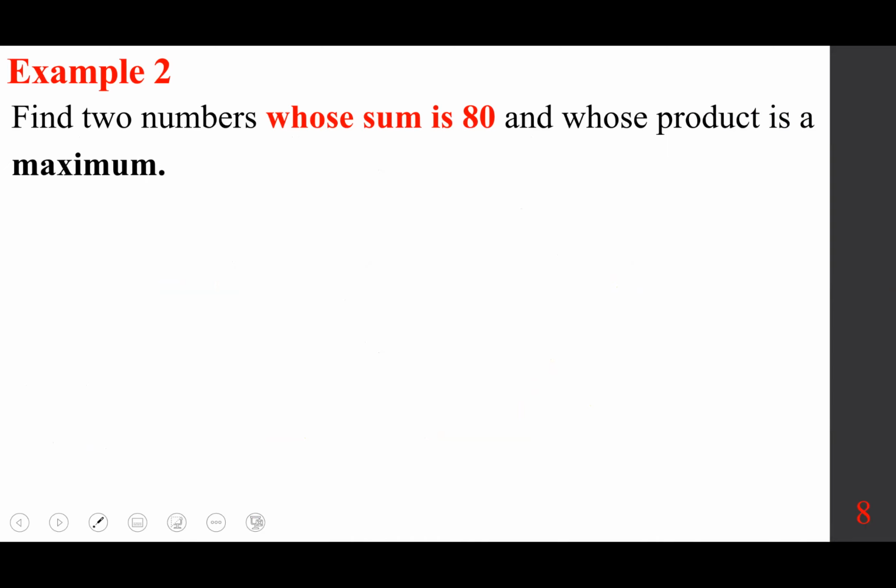We want to find two numbers whose sum is 80 and whose product is a maximum. So first and foremost, let's define our variables, two numbers, X and Y. You always have to define your variables. What is our objective? We want the product to be maximum. So maximize the product of X and Y.